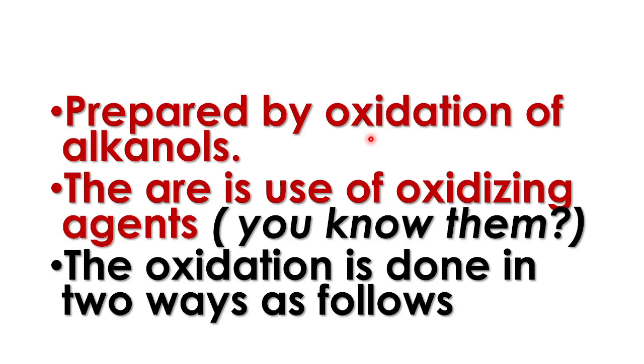So what happens is that we use oxidizing agents. I hope you know them, the oxidizing agents. The first one is acidified potassium dichromate(VI), and the other one is acidified potassium permanganate(VII). These are the oxidizing agents that we use. So it happens as follows.